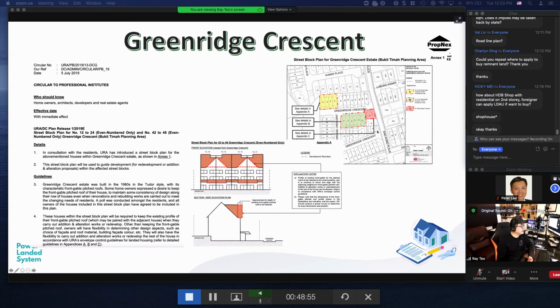I do not know why they are so adamant about this. When all these owners start to pass away, the children will scold their parents. Why in God's name did you agree? You never think of the long term, 30 years down the road, 40 years down the road. But do take note, for Greenwich Crescent, if you have a buyer buying there, you need to check the street block plan.